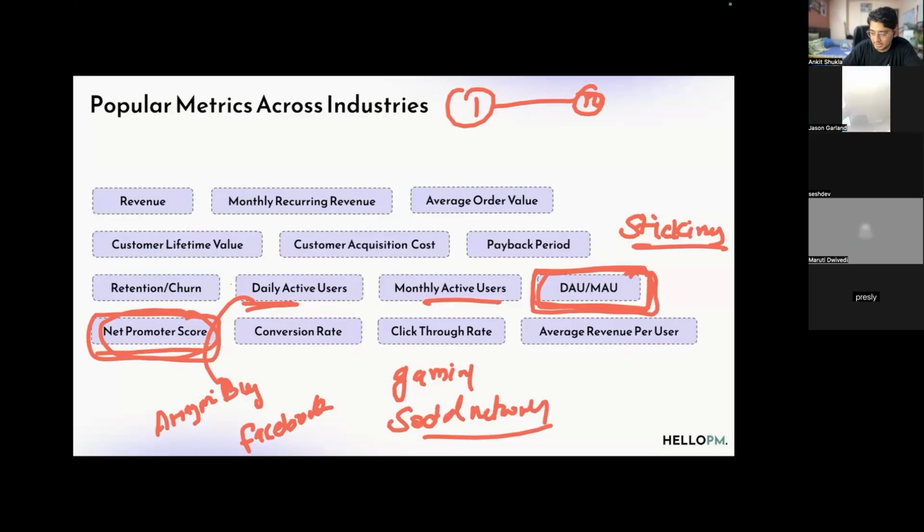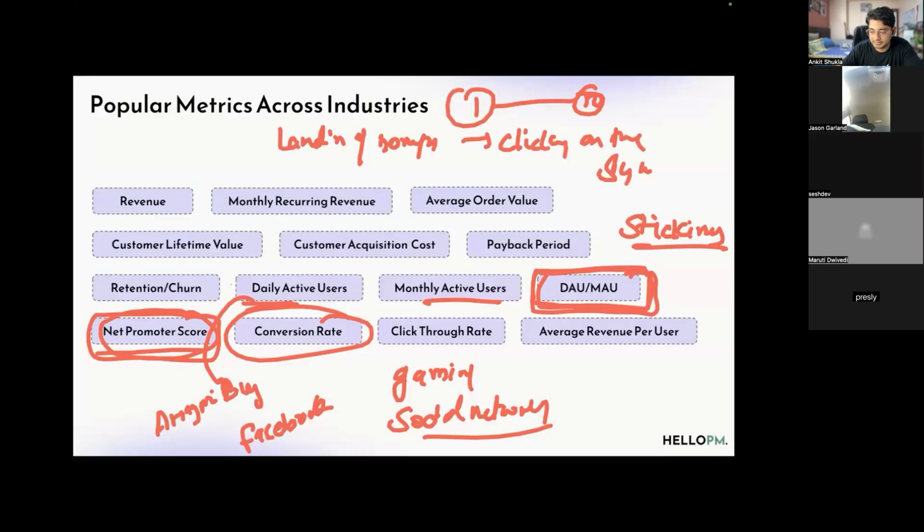Right. Conversion rate, very simple. How are you able to convert the users? And the definition could be different for different kinds of companies. For example, how many people are able to arrive on your website, how many people are landing on the homepage, versus how many people are actually clicking on the sign up button. Or, how many people registered for this particular class, how many are actually attending, and then how many actually go ahead and give the feedback. This is the conversion rate.